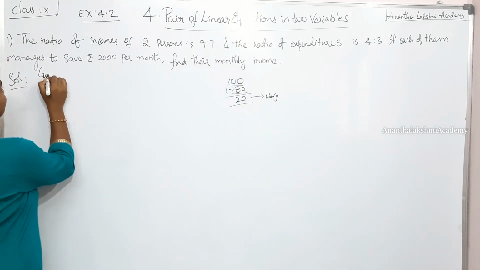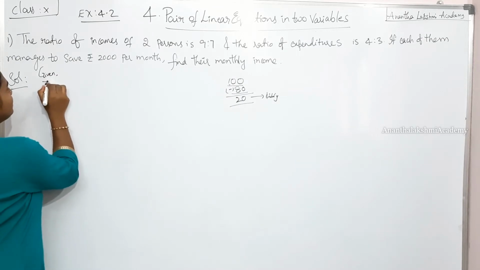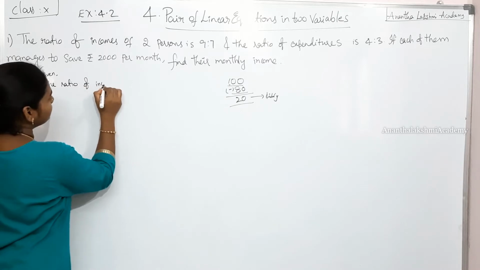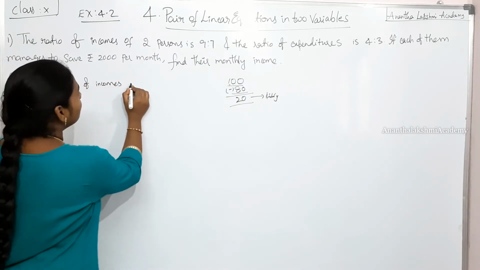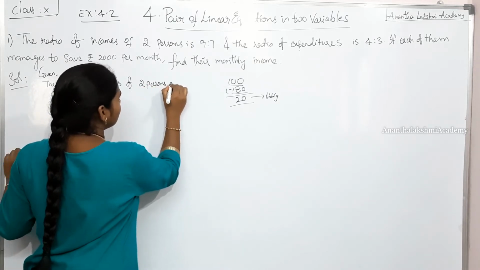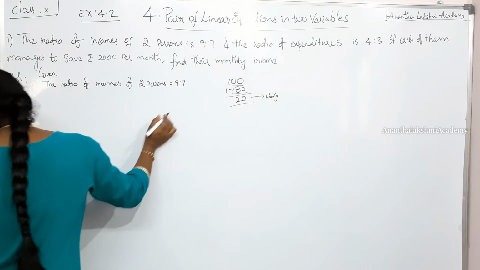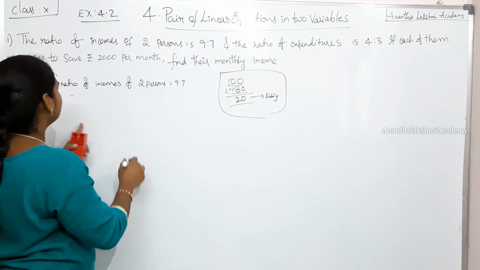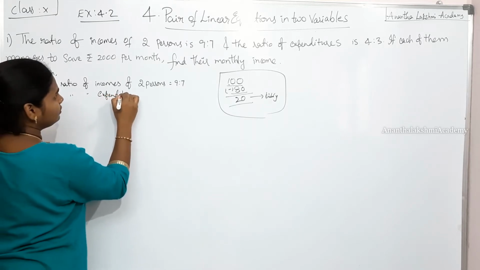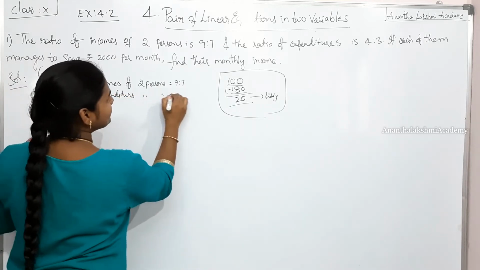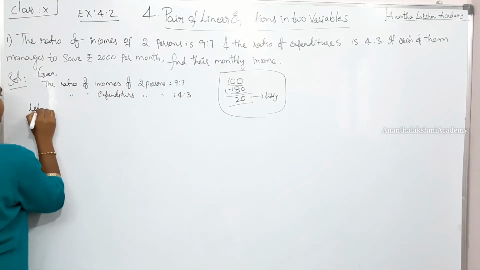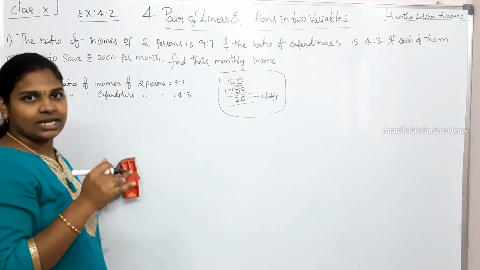Given, what is given? The ratio of incomes of two persons is equal to 9:7. Next, the ratio of expenditures of two persons is given as 4:3. Okay. Now the ratios are given.